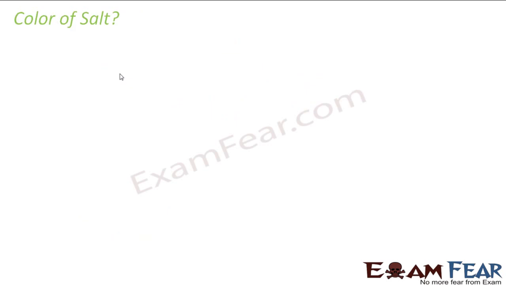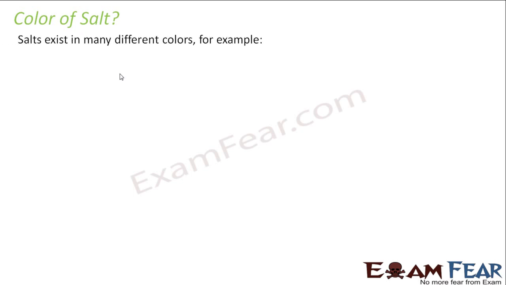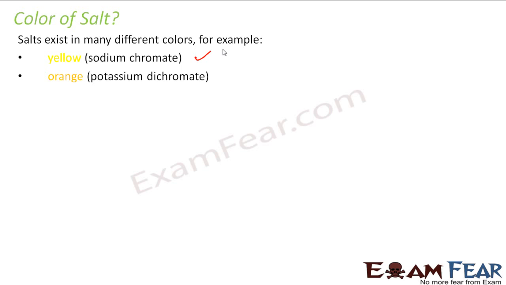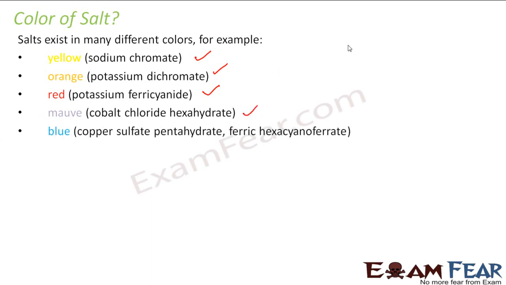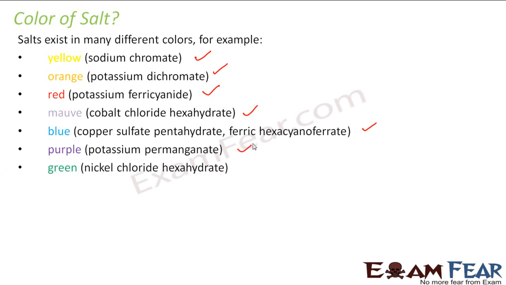Now, what can be the color of salt? Whether salt is blue, black, white? So let's see this. Salt can exist in different colors. Example, sodium chromate is a salt that is yellow in color. Potassium dichromate is orange in color. Potassium ferricyanide is red in color. Cobalt chloride hexahydrate is mauve in color. Copper sulfate and ferric hexacyanoferrate are blue in color. Potassium permanganate is purple in color. Nickel chloride hexahydrate is green.